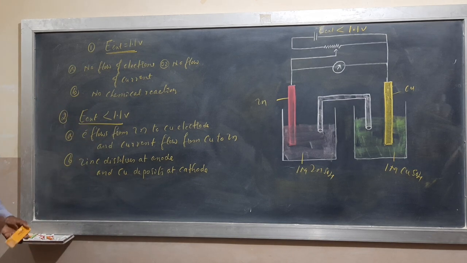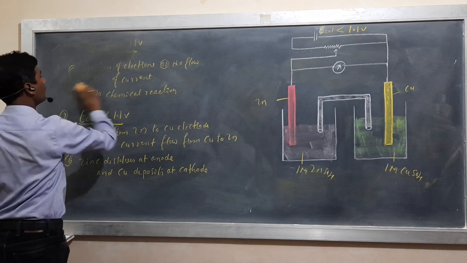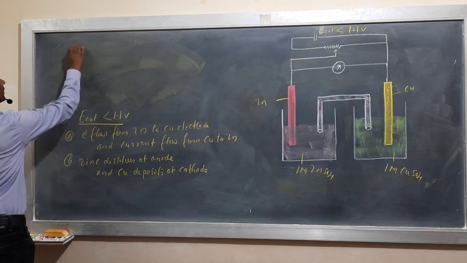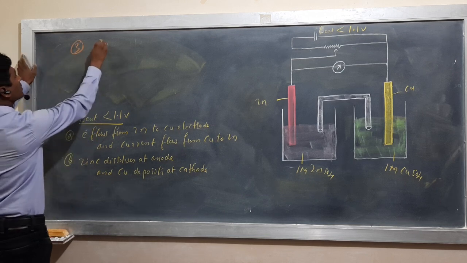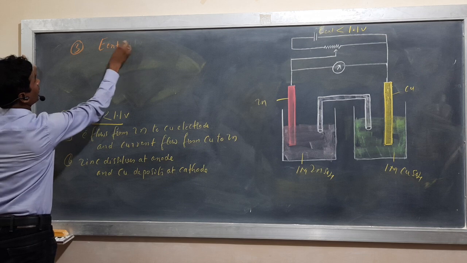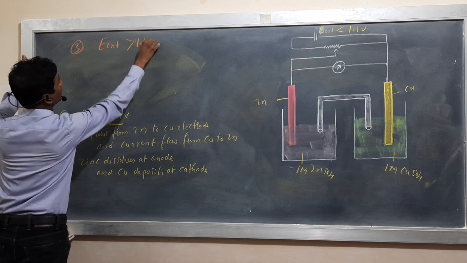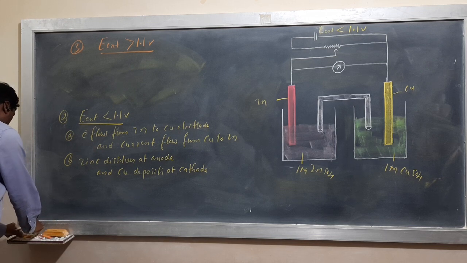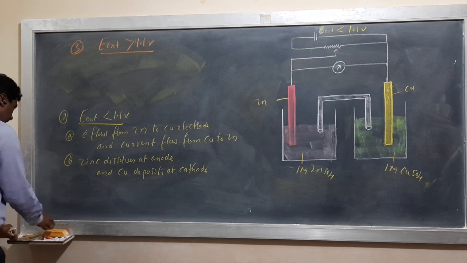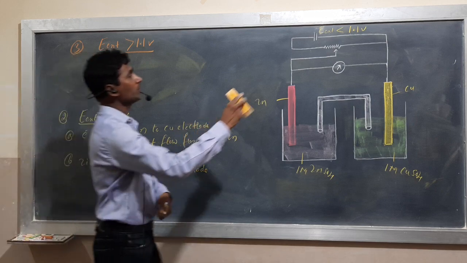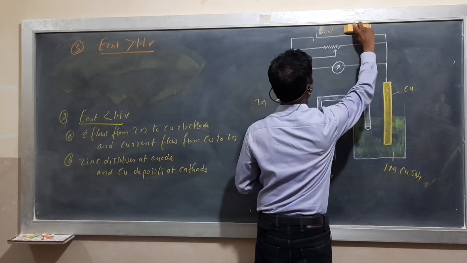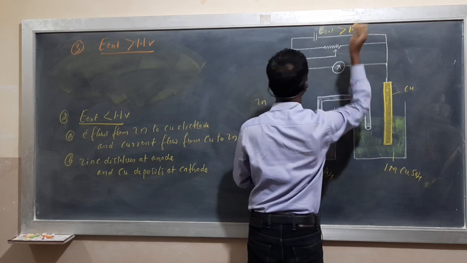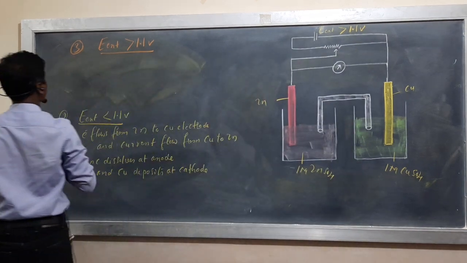external voltage is less than 1.1 volt. And the third case, what is this third case? I can discuss. Third case is if external voltage is greater than 1.1 volt. Here what happens? So now I can write here: if external voltage is greater than 1.1 volt. Here reverse means what?